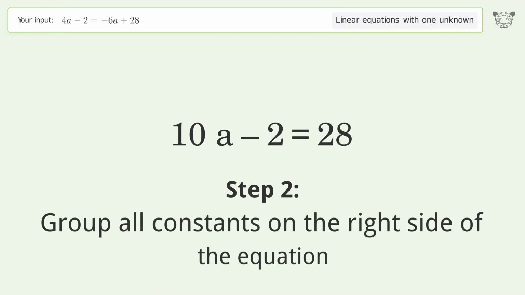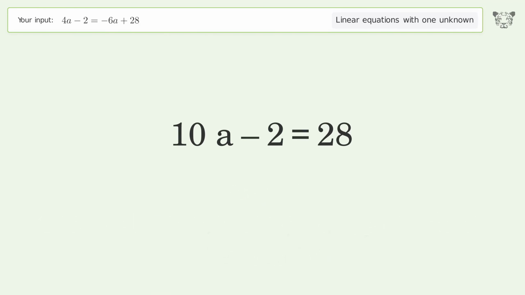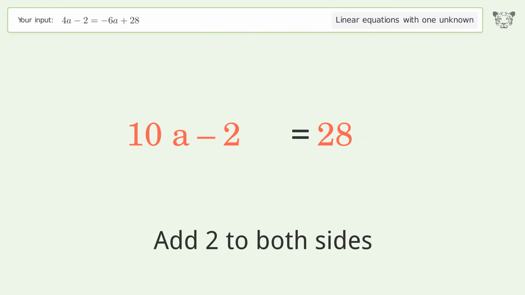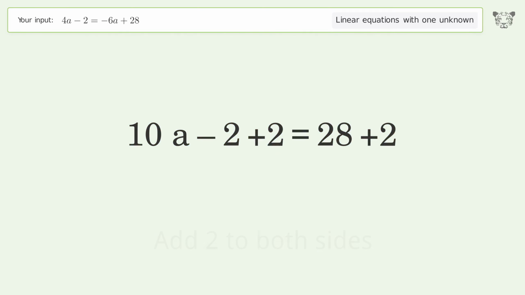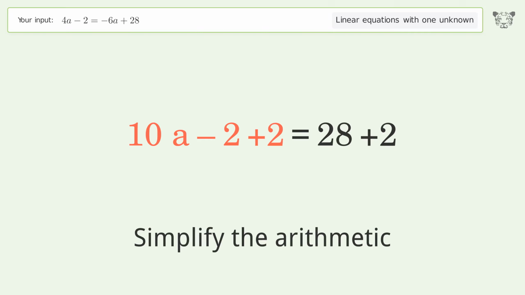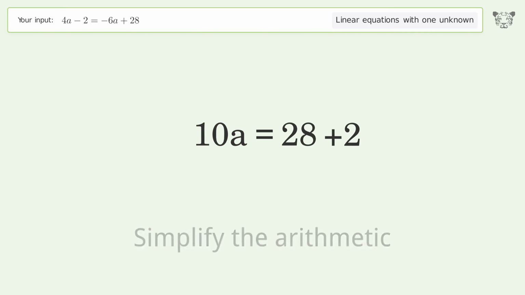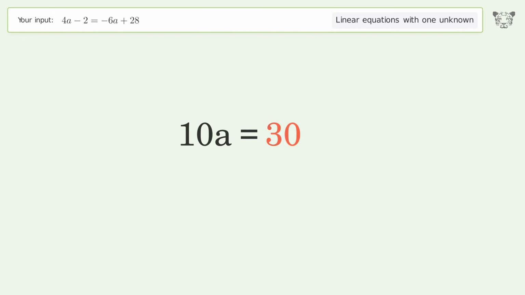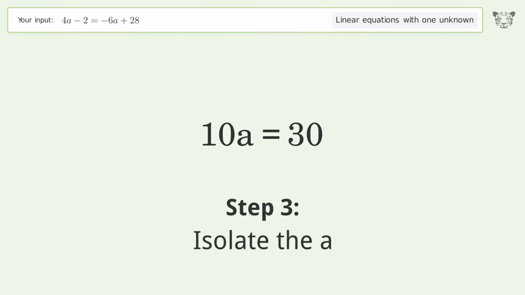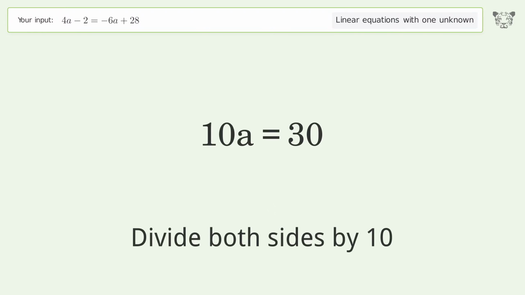Group all constants on the right side of the equation. Add 2 to both sides. Simplify the arithmetic. Isolate the a. Divide both sides by 10.